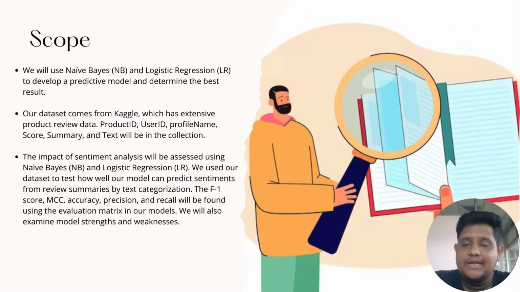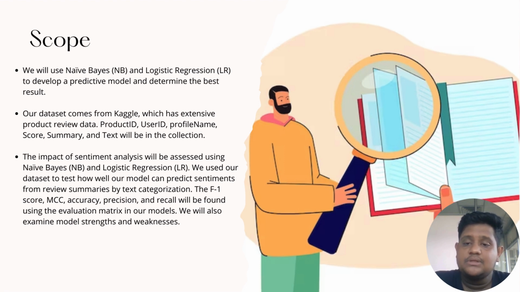For my research, I have three scopes. My first one is we will use naive Bayes and logistic regression to develop a predictive model to determine the best result. The second one is our dataset comes from Kaggle, which has a lot of reviews of the product. In the dataset, I have product ID, user ID, profile name, score, summary, and text which have been collected from the dataset.